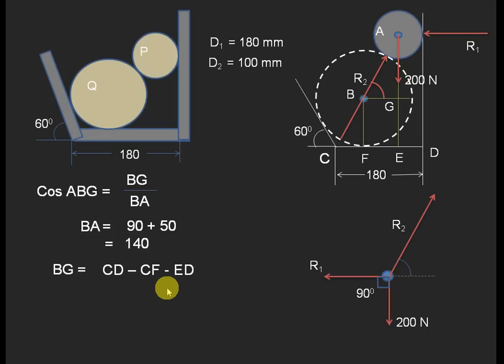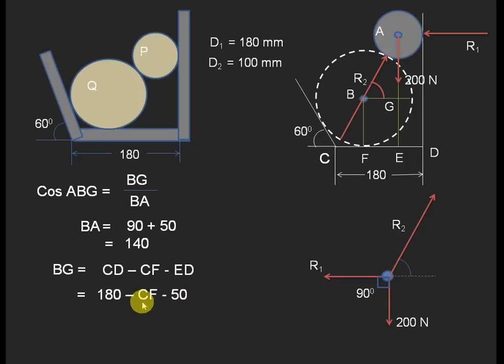In this condition, again we need to analyze whether CD is known, CF is known, or ED is known. CD we already know is 180, CF is unknown, and ED is 50. Why have I written 50? ED is equal to the radius of the smaller sphere, that is P, because it is a vertical line from the center point of the smaller sphere which is parallel to this wall of the channel. So automatically this distance is equal to this distance. That means the radius of the smaller sphere is equal to the ED distance. So that's why I have written 50.